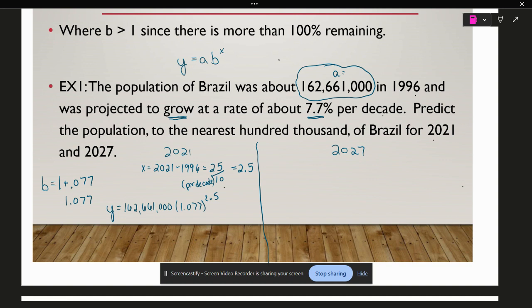We're going to plug that into our calculator. 1.077 to the 2.5 times 162,661,000. And rounded to the nearest 100,000, I'm looking at 195,800,000. I think the actual answer was 195,804,512 people.